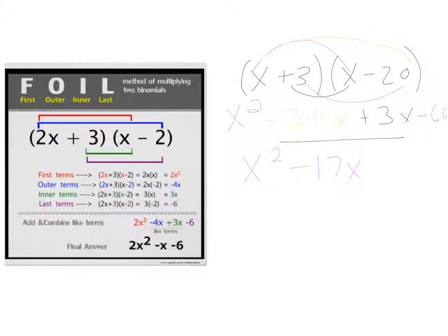And finally, we're going to bring down that constant. That constant is a -60. At this point, we have simplified this as far as we could, so there's nothing else to do. Our final answer is x squared minus 17x minus 60.